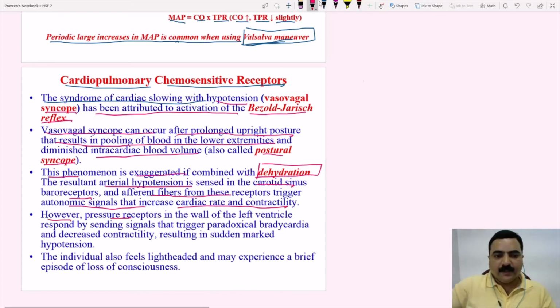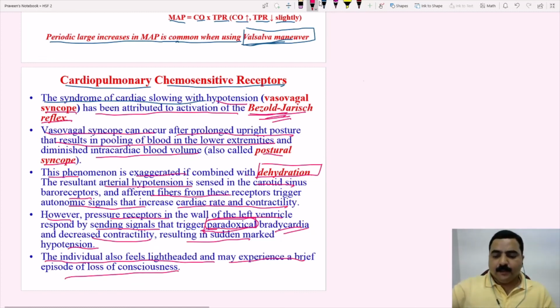However, the pressure receptors in the wall of the left ventricle respond by sending signals that trigger paradoxical bradycardia and decreased contractility, resulting in sudden marked hypotension. So this is associated with what? The Bezold-Jarisch reflex. The Bezold-Jarisch receptors are paradoxically behaving and causing bradycardia, which is not supposed to happen when there is dehydration or when the blood flow is less. You are supposed to increase the rate, but paradoxically it causes increased vagal tone. That is why this phenomenon happens. So the individual also feels lightheaded and may experience a brief episode of loss of consciousness.